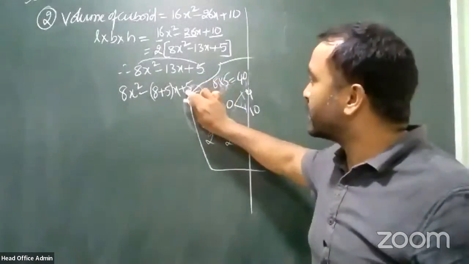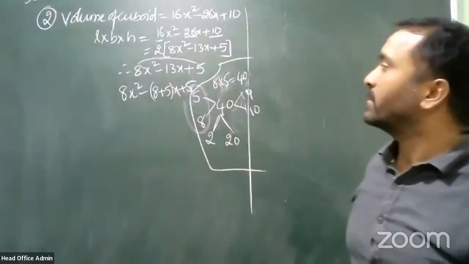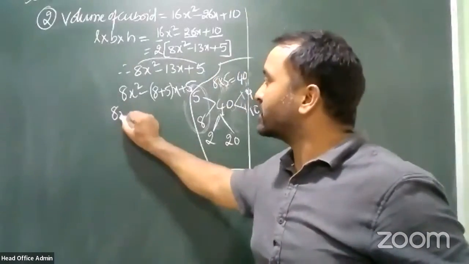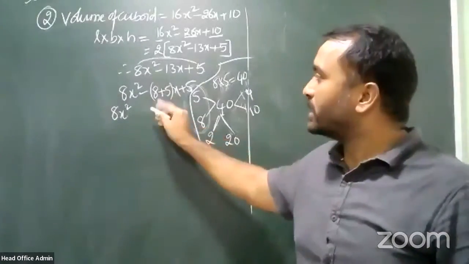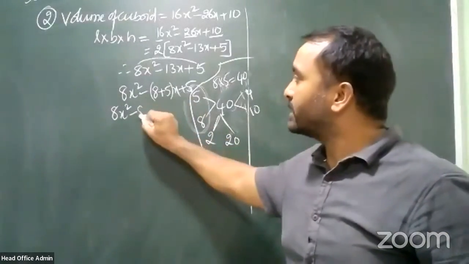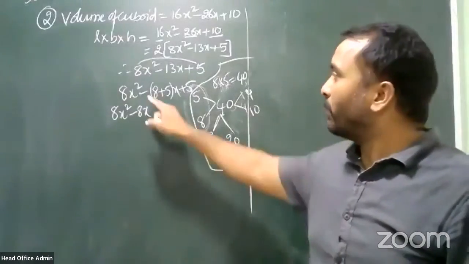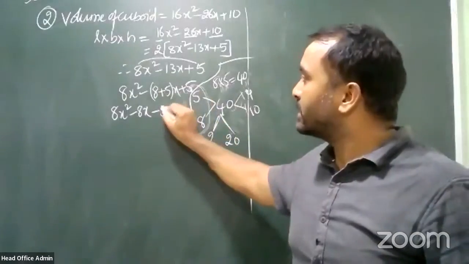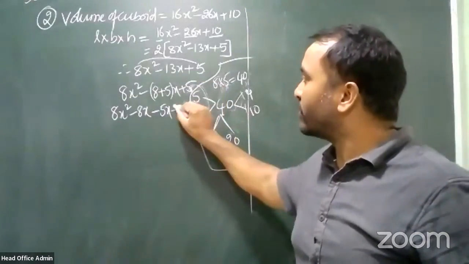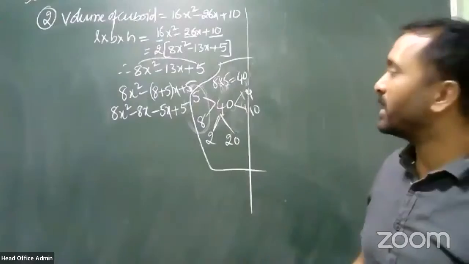This plus 5, what I just wrote? As it is. Okay. Now 8x square. Here no number means plus will be there. Minus into plus, minus 8 into x is 8x, minus into plus, minus 5 into x is 5x, and this plus 5, and this plus 5.